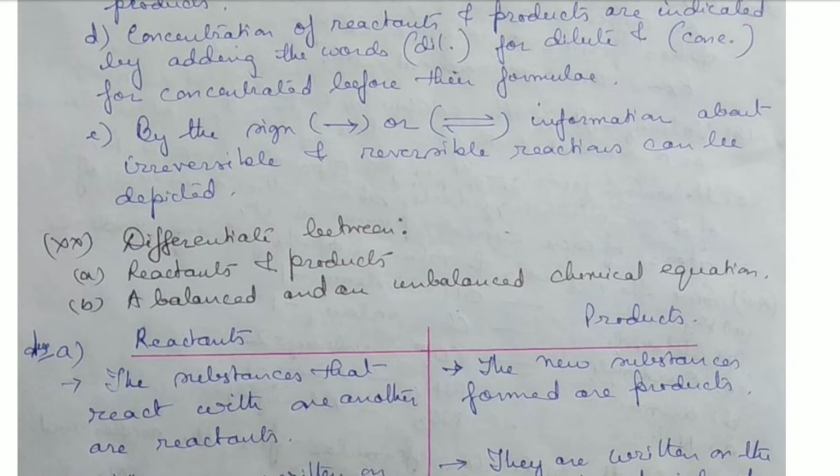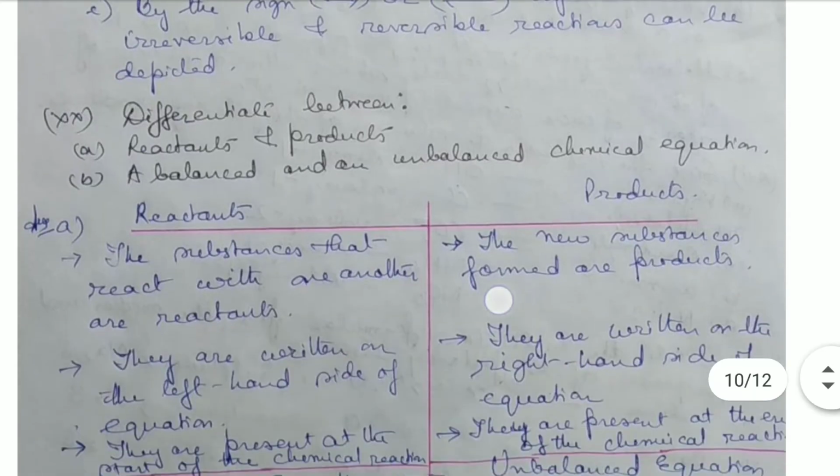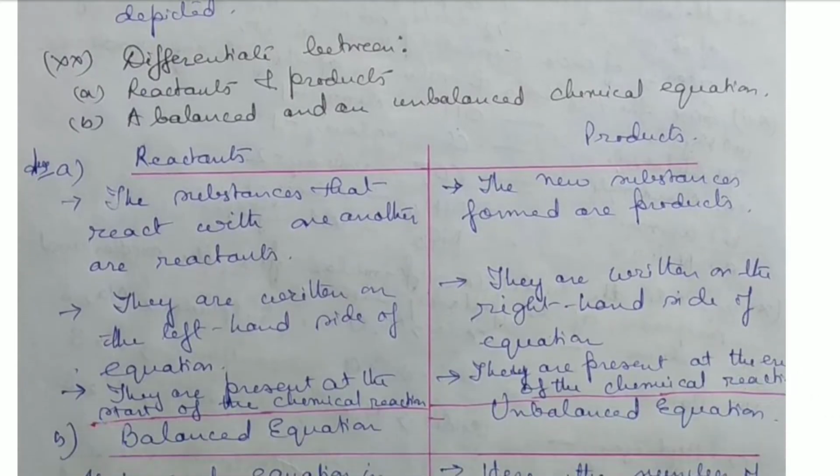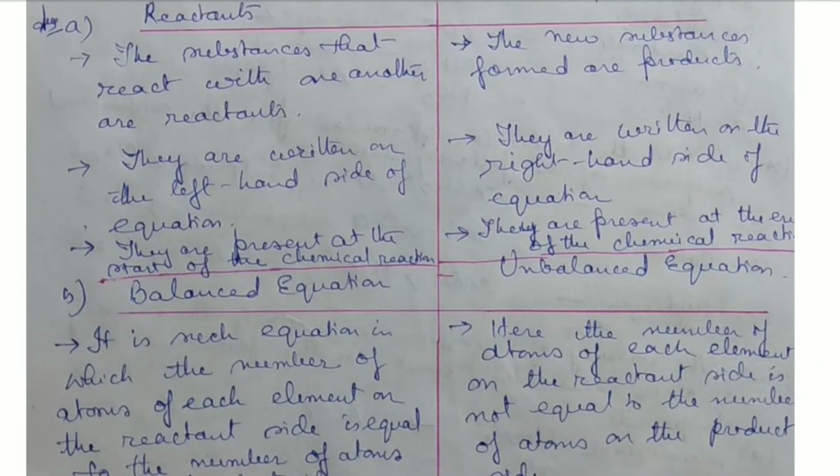Okay. Then differentiate the following: reactants and products. Reactants are substances that react with one another, and products are substances which are formed after the reaction. Reactants are written on the left hand side of the equation, whereas products are written on the right hand side of the equation. Reactants are present at the start of the chemical reaction, whereas products are present at the end of the chemical reaction.